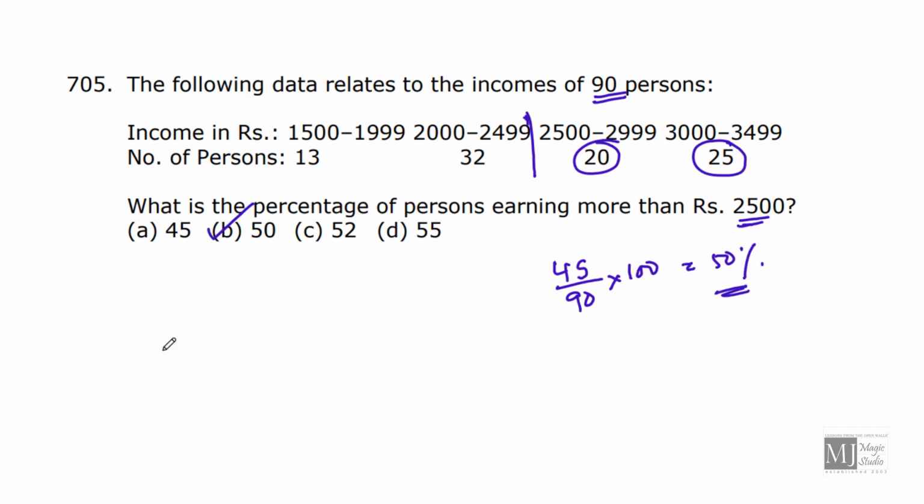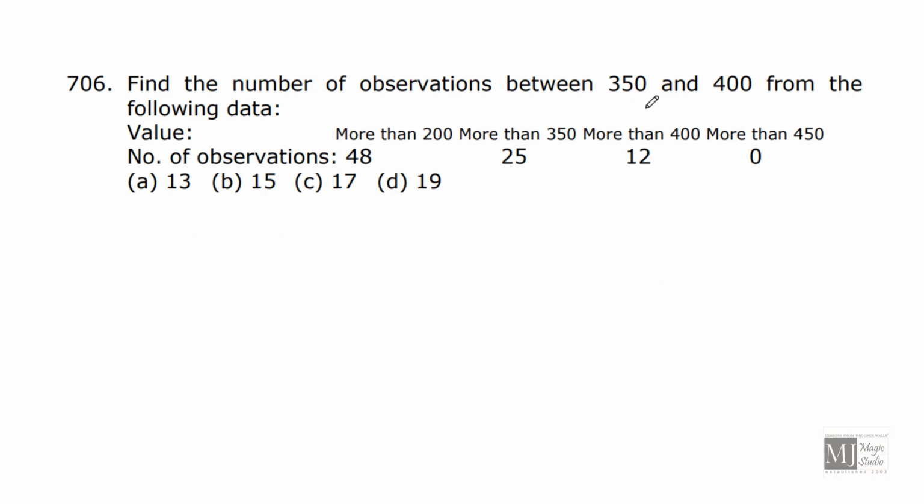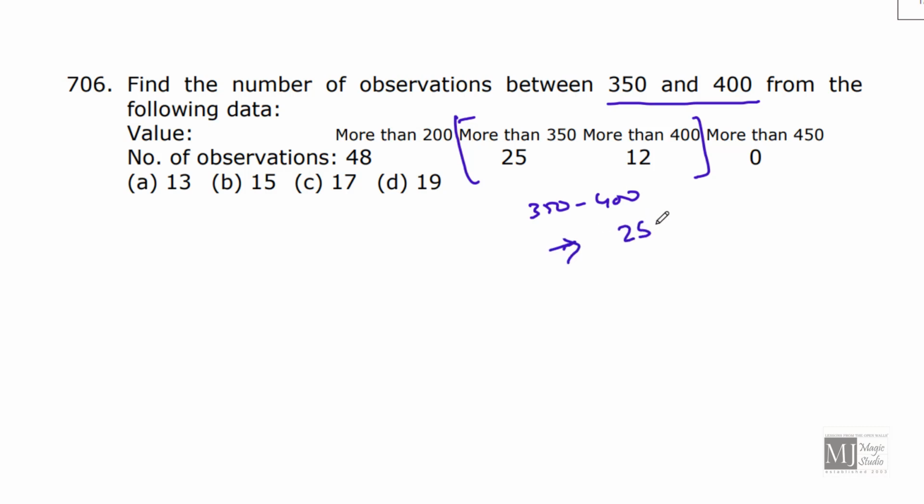Once again, find the number of observations between 350 and 400 from the following data. More than type values are given. This is more than 300 and this is more than 400. So between 300 and 400, the number of observations would be 25 minus 12. We have seen this in a previous question just now. So it would be 13, option A.